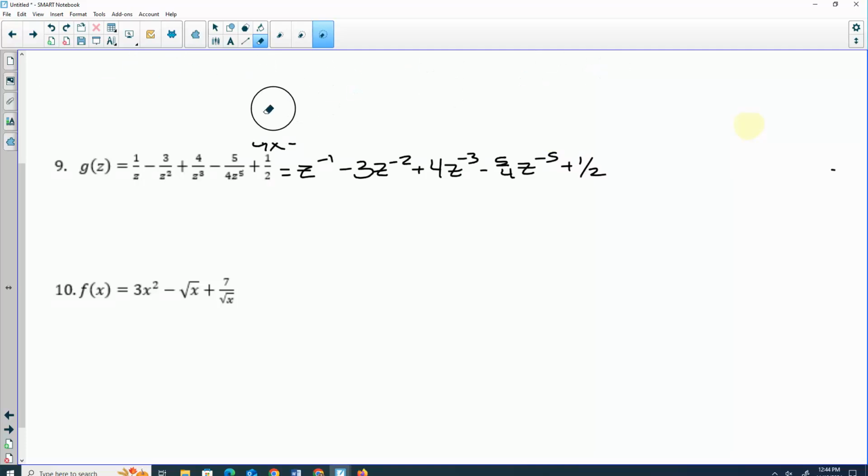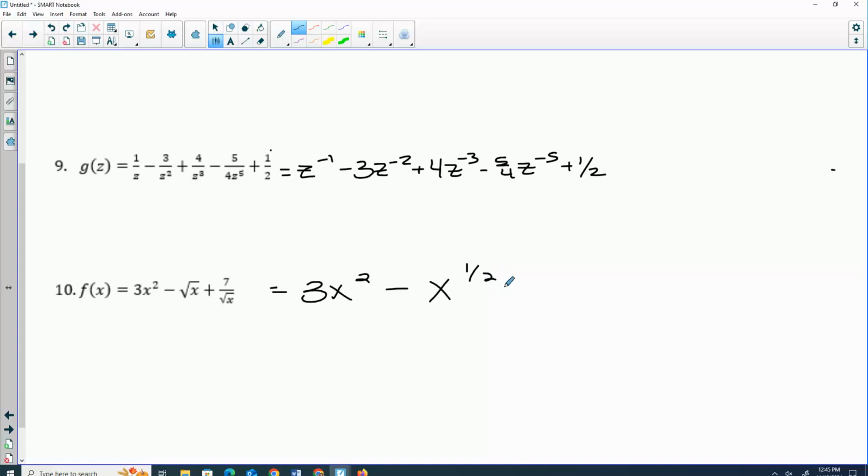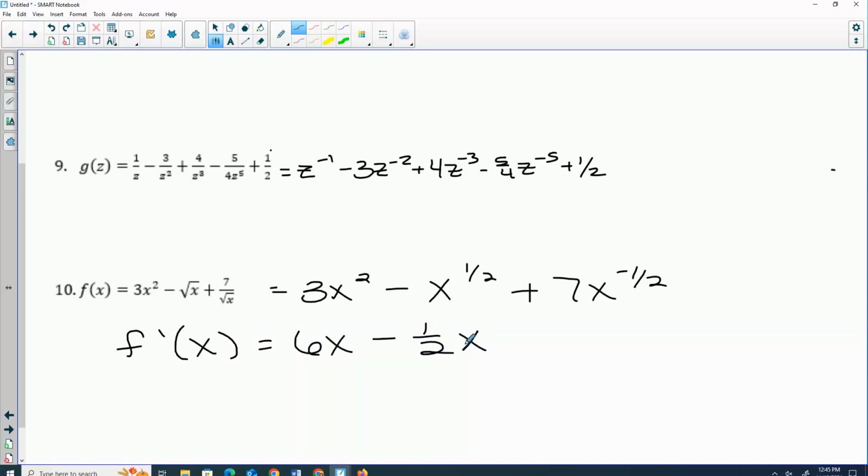Alright, number 10, again, I would rewrite it so we don't have to use any special rules. We have a 3x squared. A square root is like what power? 7 over the square root of x would be 7x to the negative 1/2. So the derivative would be 6x minus 1/2 x to the -1/2 minus 7/2 x to the -3/2. Alright, are we doing okay?